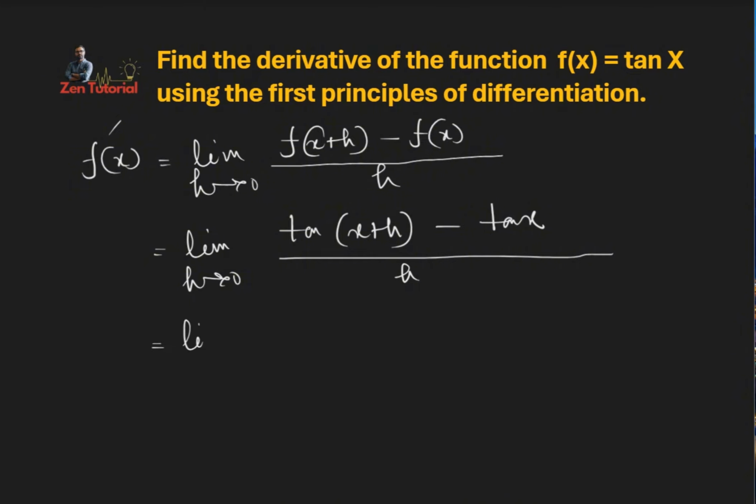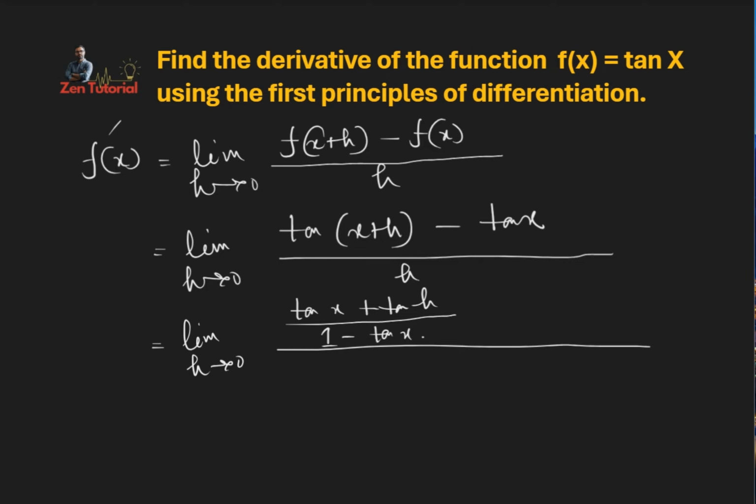So limit h tends to 0. Here we could use the formula of tan a plus b. Tan of a plus b is equal to, we could write down, tan x plus tan h over 1 minus tan of x tan of h, minus tan of x, and over h.